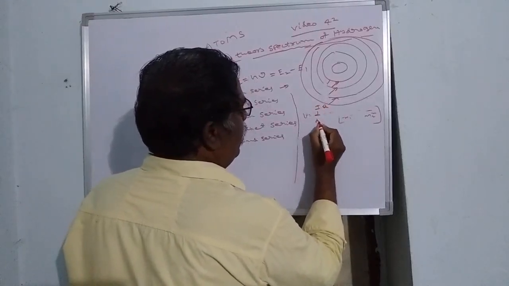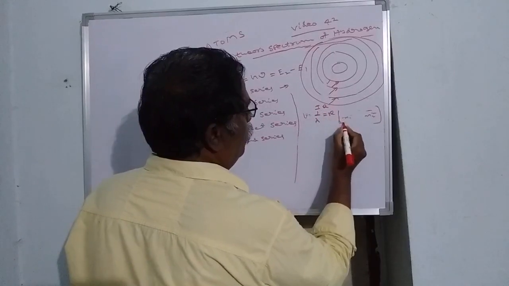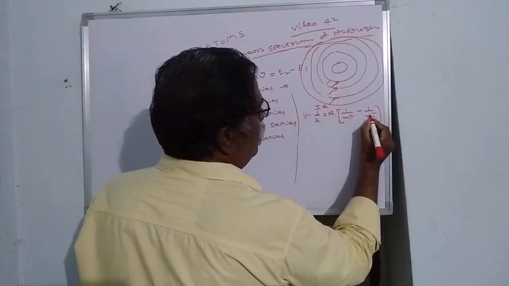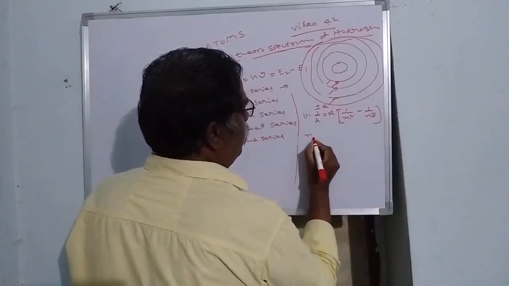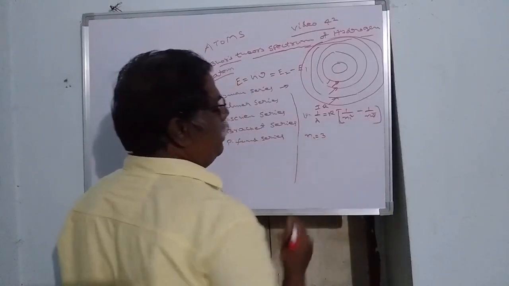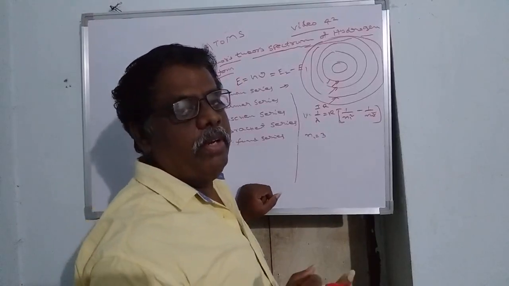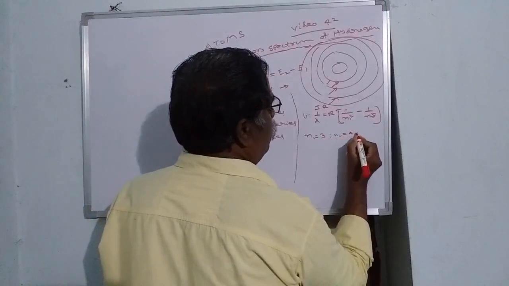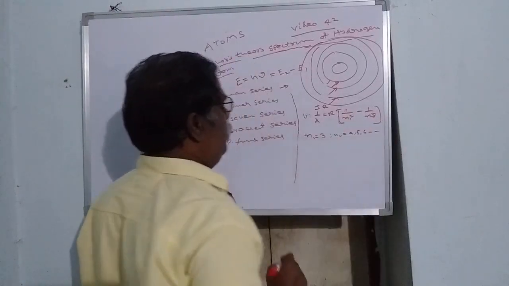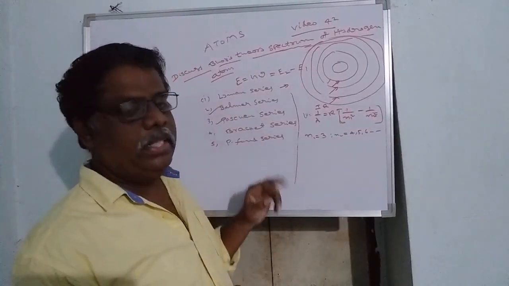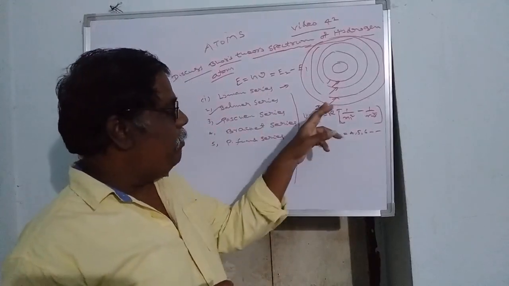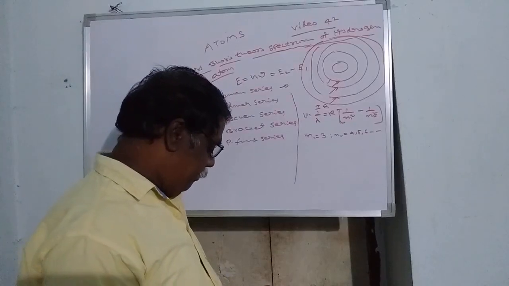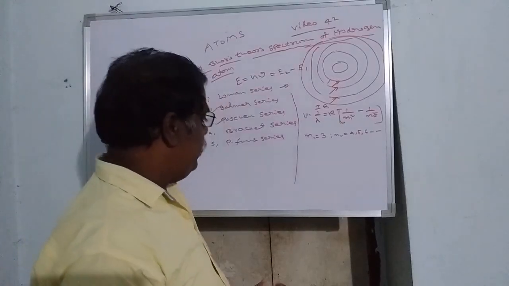The formula will be the same, 1 by lambda is equal to R into 1 by n1 square minus 1 by n2 square. Here n1 will be taken as 3, because already 1 and 2 were taken. n2 will start with 4, 5 and 6, etc. This is about the Paschen series. In the Paschen series, the electron may jump from the outermost orbit to the third orbit. So the region will be IR, infrared region.